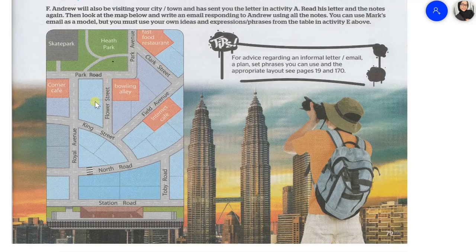Okay, so this is the map. You have a skate park here, Heath Park, it's the name of the park. Skate park ni tempat orang main skateboard. So this is fast food restaurant, you have bowling alley, corner cafe, then you have the internet cafe. Okay, this is the station road, and then here you have Toby Road, North Road, Royal Avenue, King Street, Flower Street, Field Avenue, Clark Street, Park Avenue, and Park Road.